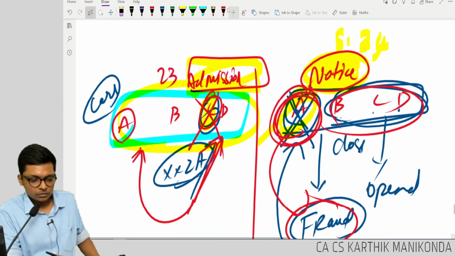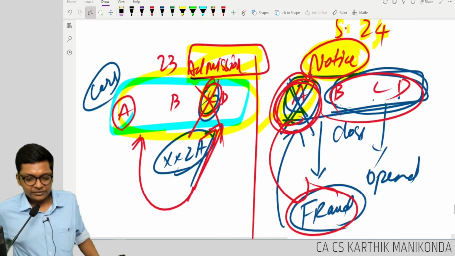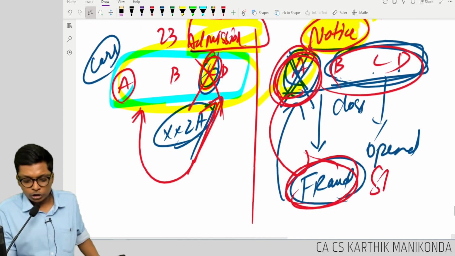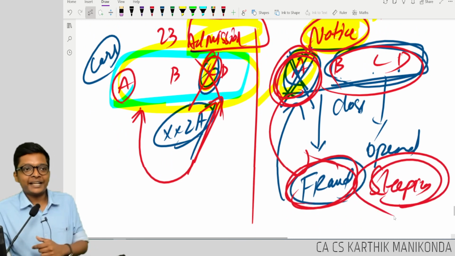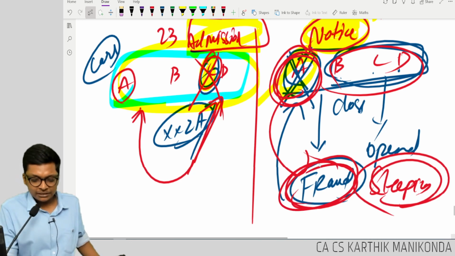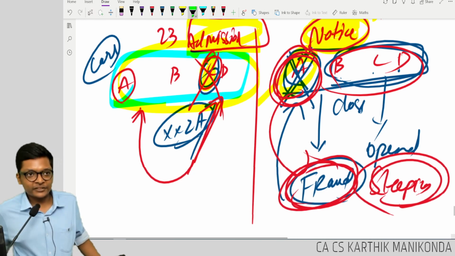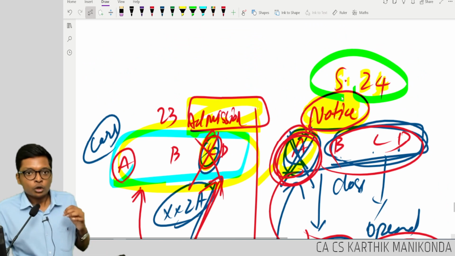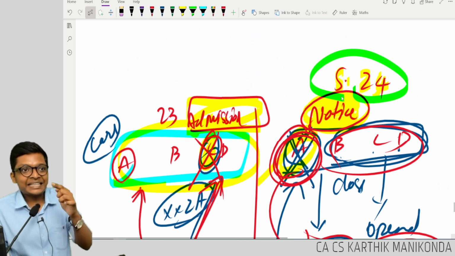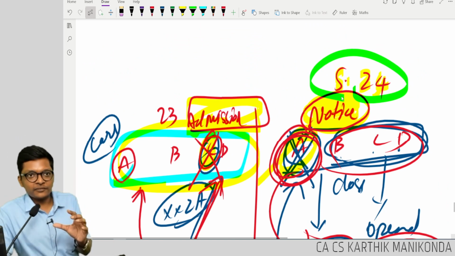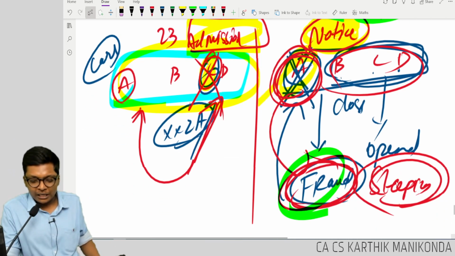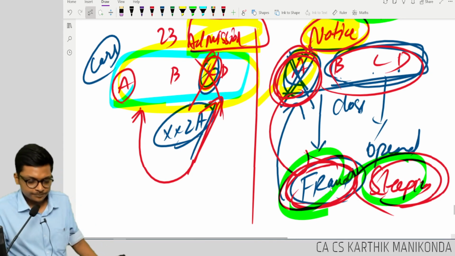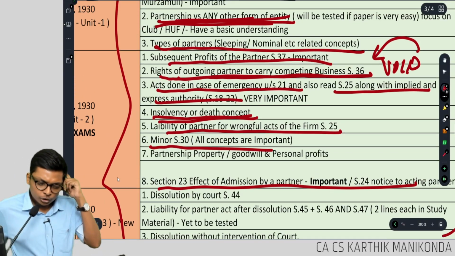What if, in case of a sleeping partner, the police inform the sleeping partner? Correct. So in case of notice, you can also add sleeping partner as an exception, because a sleeping partner will not be in management. That's why the section itself is called what? Section 24, notice given to an active partner. So you can write exception is fraud and sleeping partner. Clear? Next. So we are done with this.